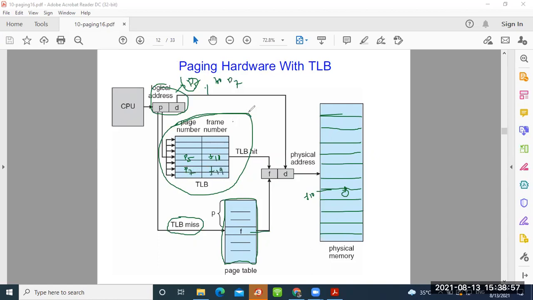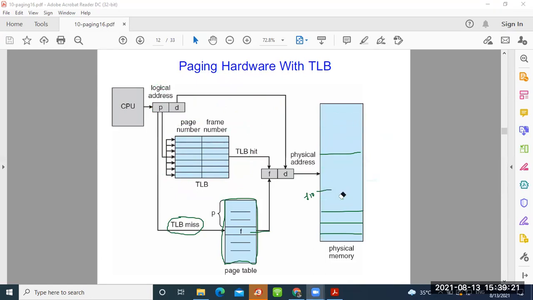Now this TLB is the hardware part. So what is the benefit of using this? The main benefit of using TLB for implementation of paging is that we can reduce the access time, because access time for the TLB is very less compared to the main memory. This is what we already discussed yesterday.